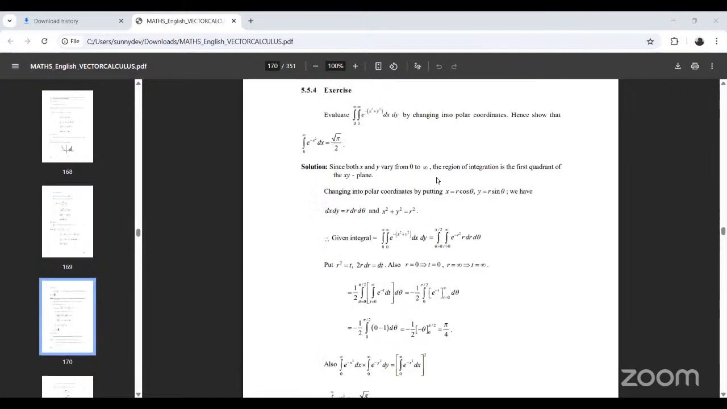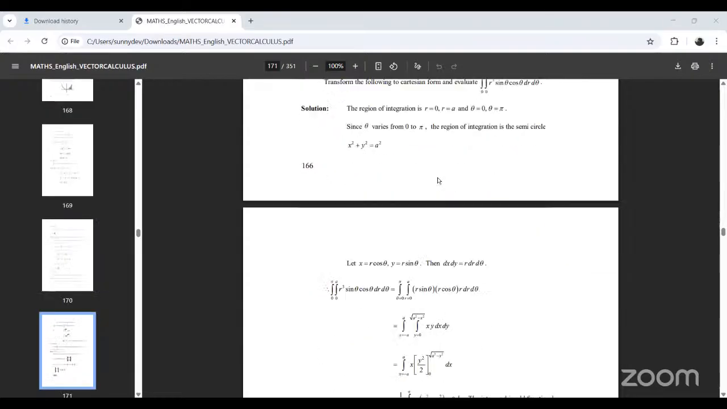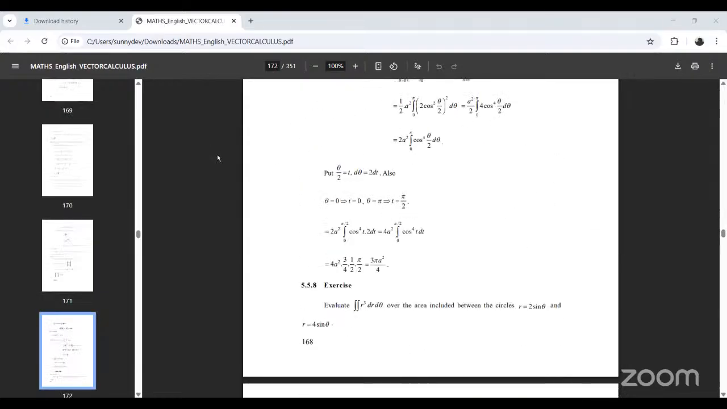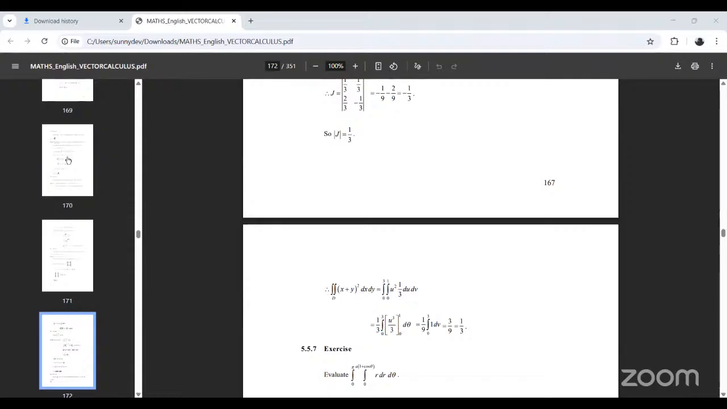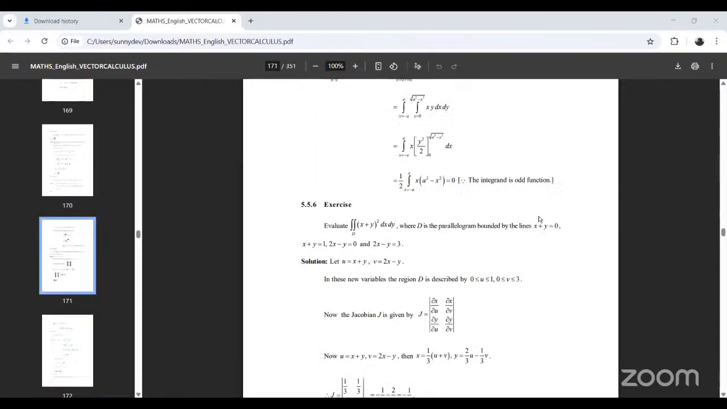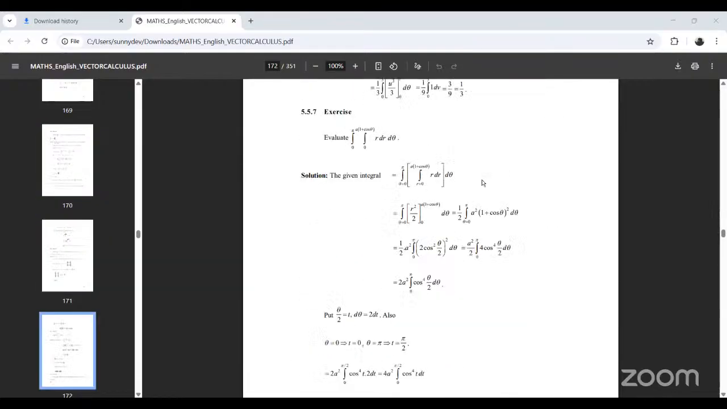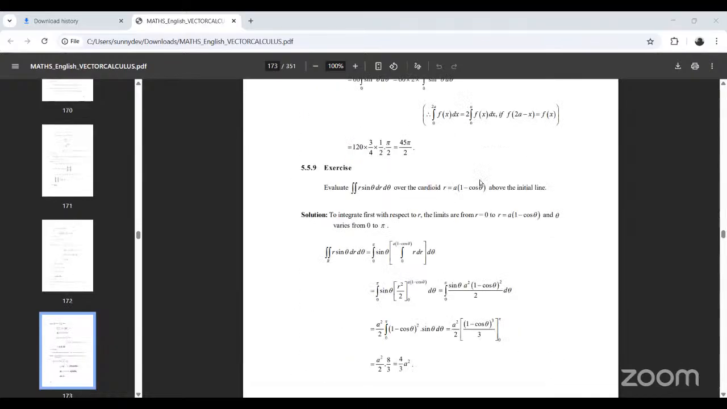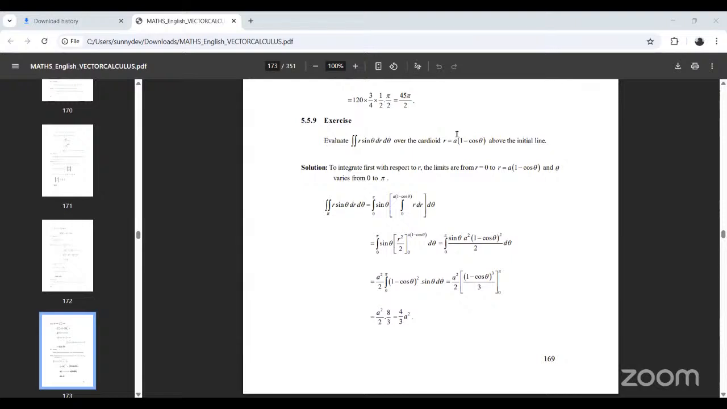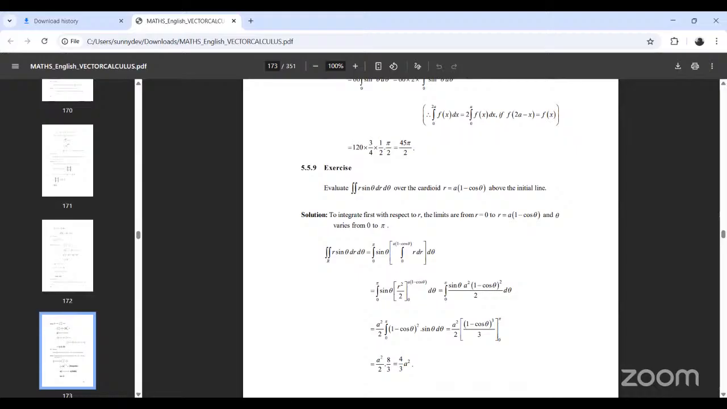So these are the important ones. This is a polar form problem. Okay. So in the next class, we'll discuss one more topic.